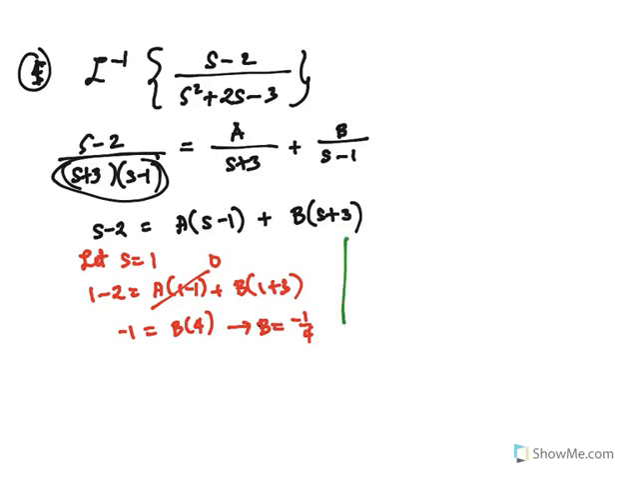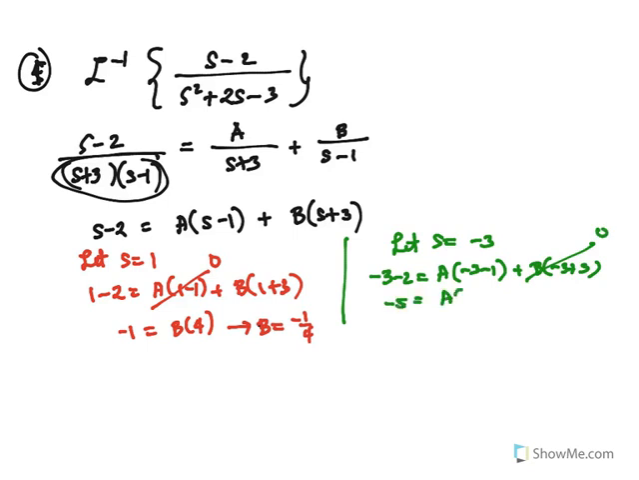or you have B equals negative 1 over 4. Now, setting s be equal to negative 3, you'll have here negative 3 minus 2 is equal to A times negative 3 minus 1 plus B times negative 3 plus 3. Si B naman ngayon yung magiging 0, so you'll be able to solve for A. So negative 5 is equal to A times negative 4, or you have A is equal to positive 5 over 4. So knowing A and B, we can now rewrite our given expression.